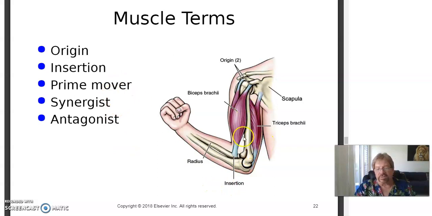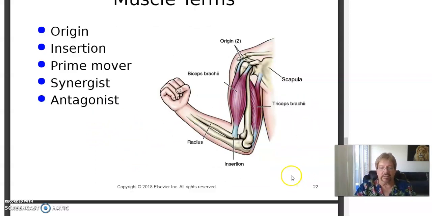Prime mover is the main mover of that joint. Synergist, antagonist. Synergist is like the biceps. Antagonist is like the triceps.